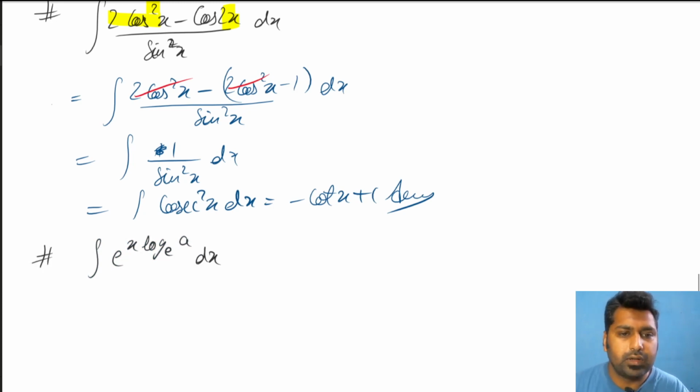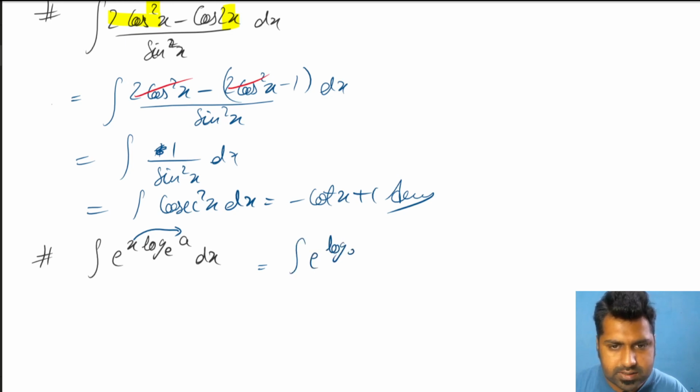dx. Now the first thing we should know is that e and log will cancel, so let's take it in the power, and base e is given. I told you whether base is given or not, this is the same thing. So this is nothing but integration of e raised to power log base e a raised to power x, and the point is e and log will cancel. What do we get? Integration of a raised to power x.